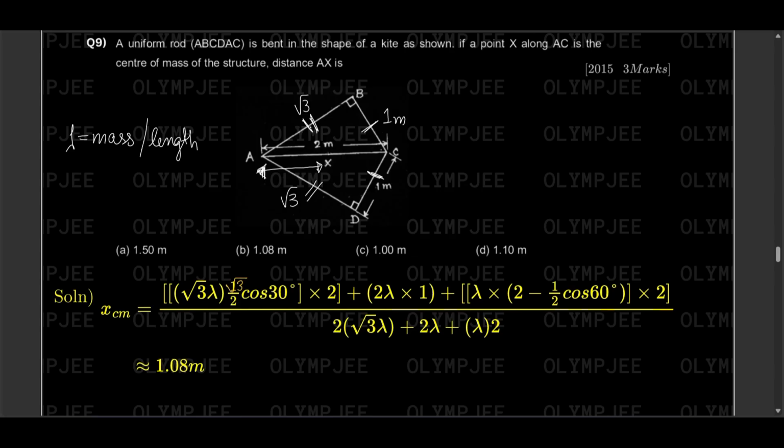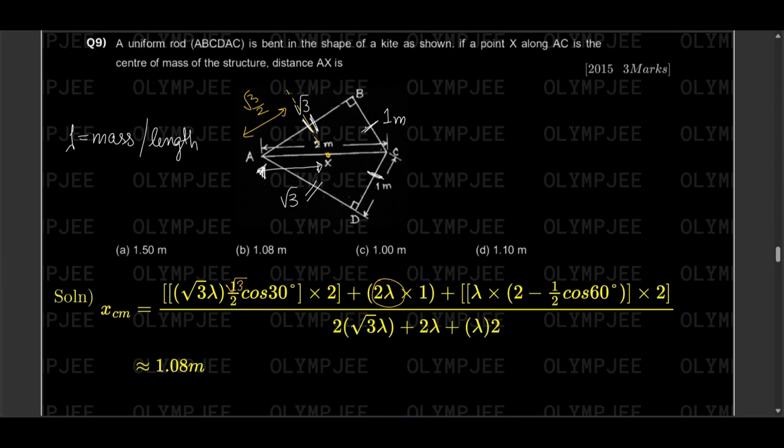So on this, the center of mass would be at a length of root 3 by 2, and then we have to take the projection on the x-axis, right? So on the x-axis we are taking the cos 30 projection and multiplying it by 2 because there is a rod at the bottom also. Then this 2 meter rod would have a mass of 2 lambda, and we multiply it by 1 because the center of mass would be at a distance of 1 from A.